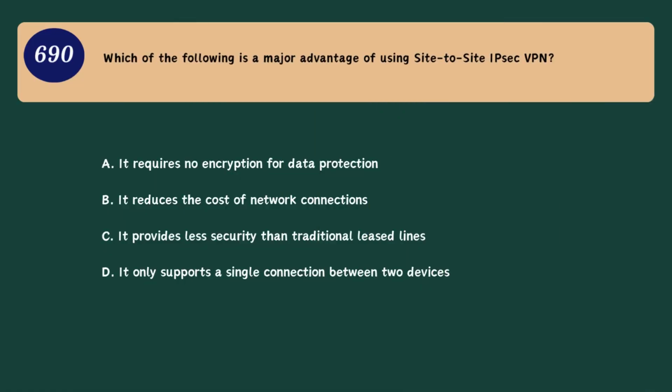Question 690. Which of the following is a major advantage of using site-to-site IPsec VPN? A. It requires no encryption for data protection. B. It reduces the cost of network connections. C. It provides less security than traditional leased lines. D. It only supports a single connection between two devices.